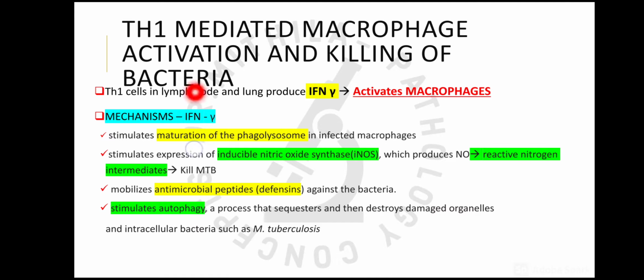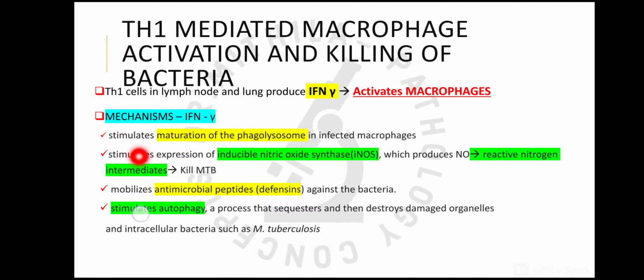Now this Th1 response is very important, and it mediates the killing of the mycobacteria. So Th1 cells in the lymph node and lung produce interferon gamma. This is very important to know in the pathogenesis of Mycobacterium tuberculosis. Interferon gamma will cause the activation of the macrophages. And how will this kill the bacteria?